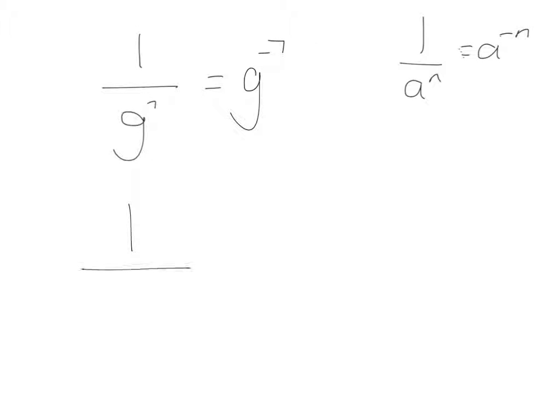If I had something like this, 1 over x to the minus 2, this time I've got a negative power on the bottom, so I'm going to try and exploit this property here. So I'm going to have x, then it's to the power of the negative of the bottom. So it's to the power negative 2, which is just the same as x squared.